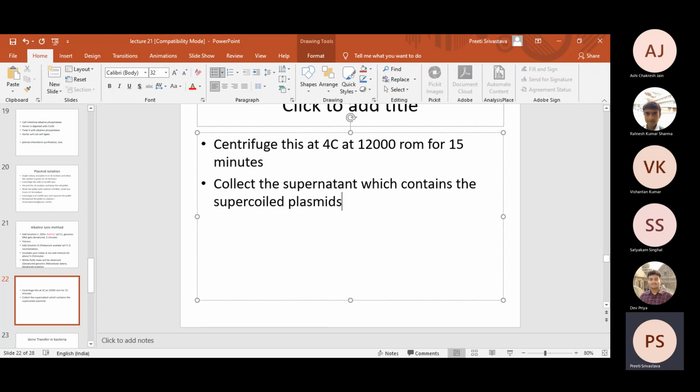With sodium hydroxide, genomic DNA gets denatured. Plasmids are supercoiled, but still they also get denatured, but because of their small size, when we renature them, they reanneal very fast.